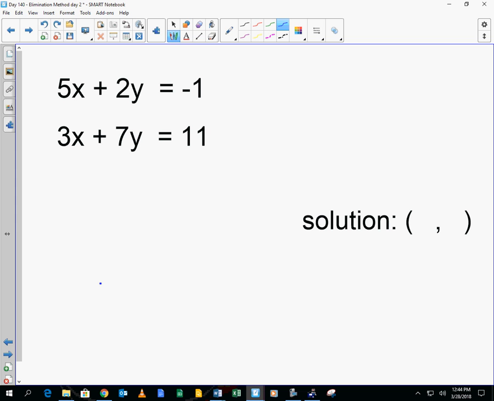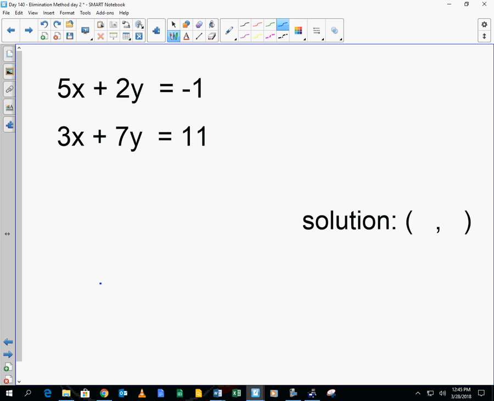Can you multiply the 5 to get a negative 3? Can you multiply the 3 to get a negative 5? Can you multiply the 2 to get a negative 7? Can you multiply the 7 to get a negative 2? So in this situation, we have to multiply both the top and the bottom.